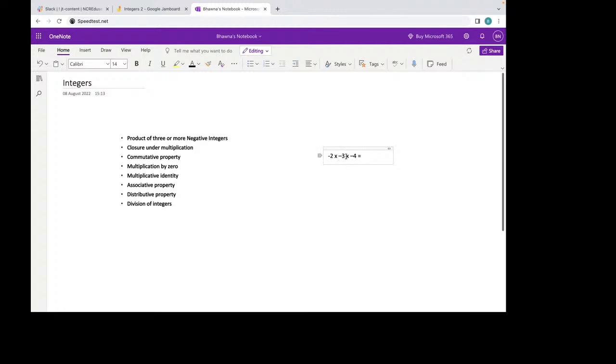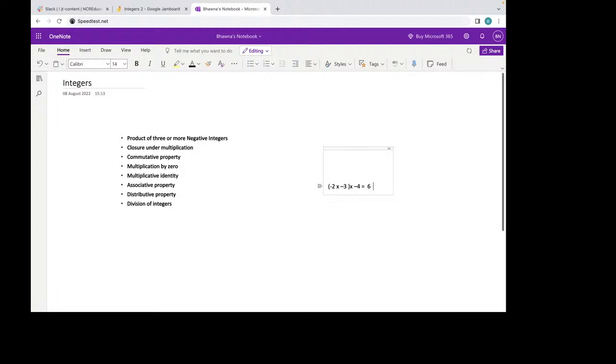Let's say first we multiply the first two numbers. If we multiply -2 and -3, we will get +6, because these two are negative integers. When we multiply two negative integers we get a positive integer. So when we multiplied -2 and -3, we got +6.